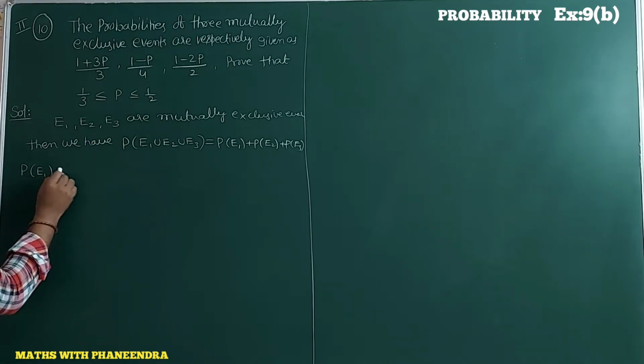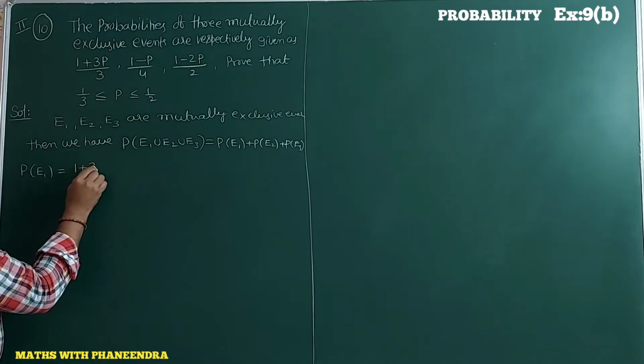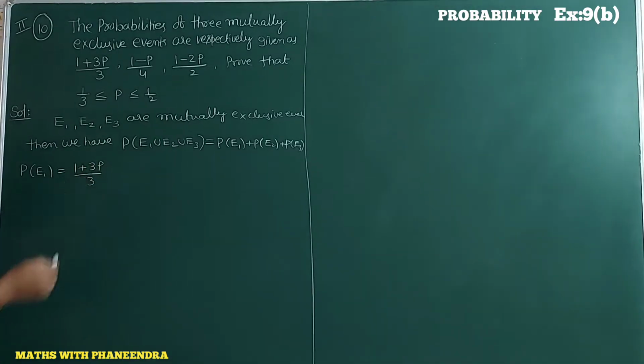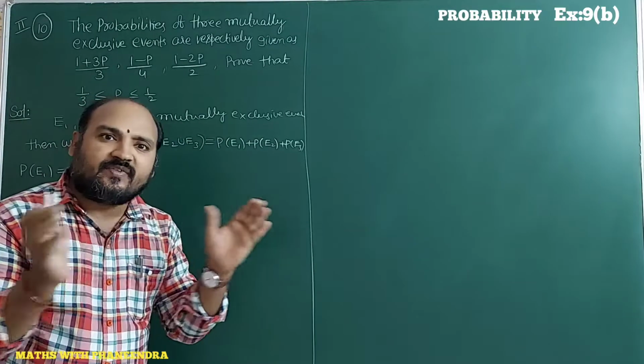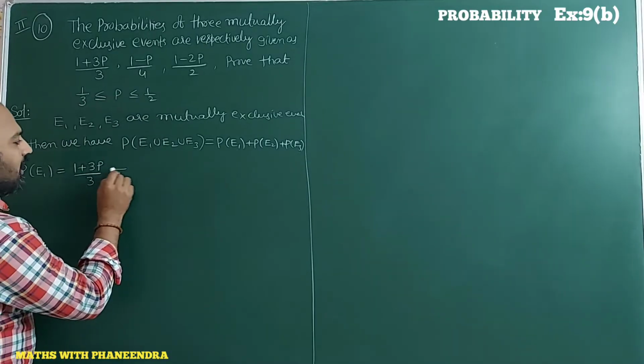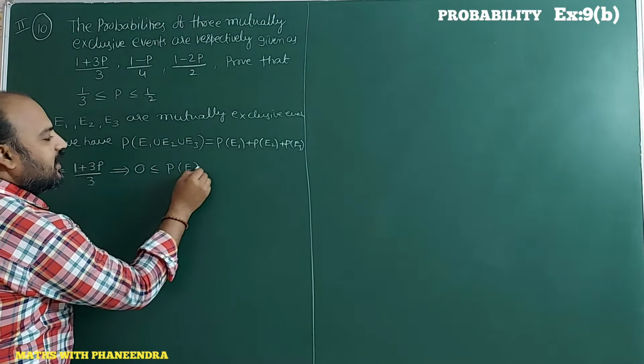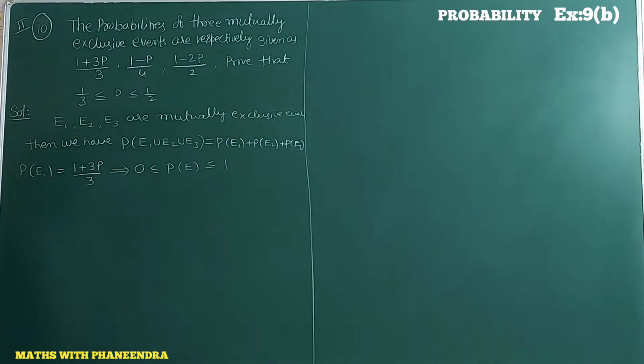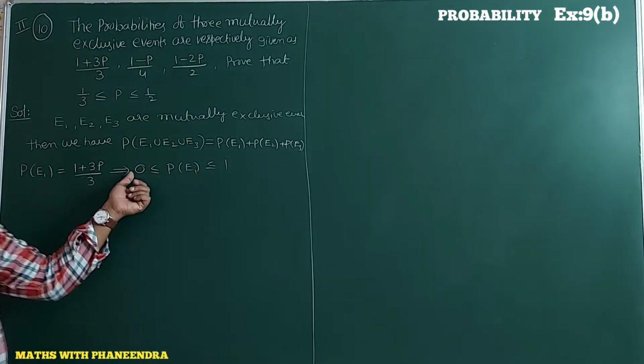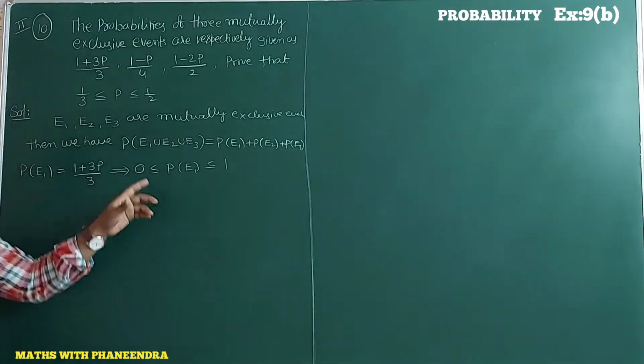P of E1 is equal to (1 plus 3p) divided by 3. We know that the probability lies between 0 and 1. So that implies that 0 is less than or equal to P of E1 is less than or equal to 1. Any probability lies between 0 and 1.